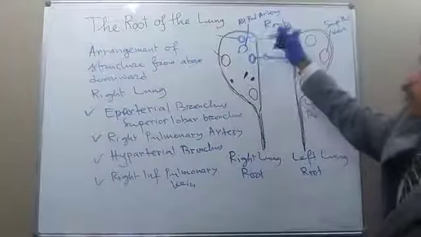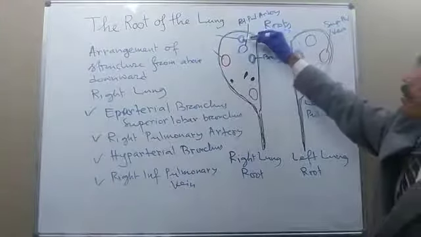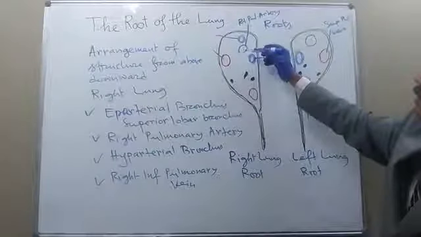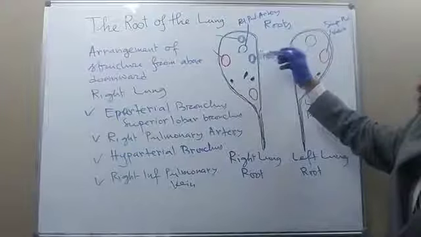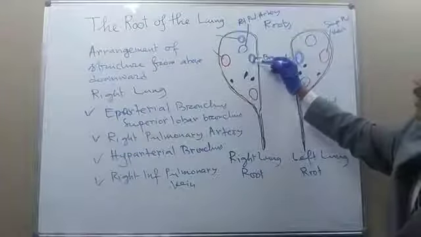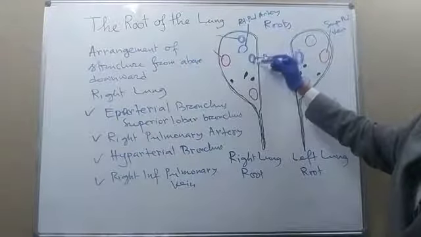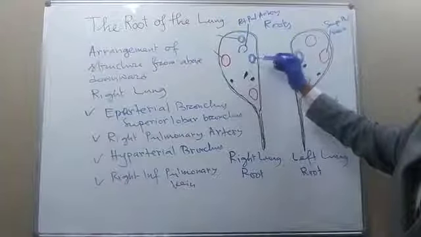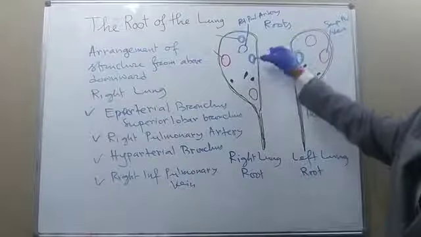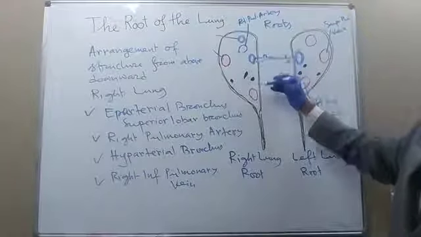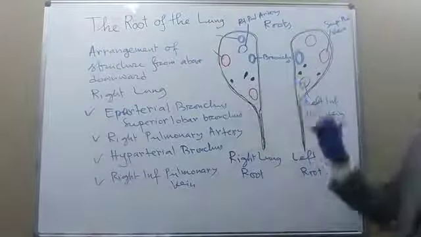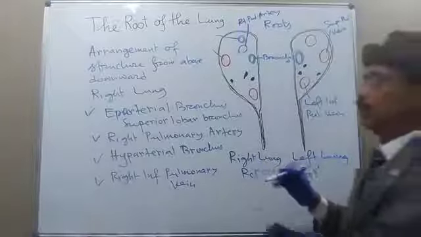In the right lung root, we have the eparterial bronchus, then the right pulmonary artery, that is a branch of the pulmonary trunk, then the hyparterial bronchus, this goes to the lower lobe and middle lobe. This is the bronchus, you can palpate it, it feels hard because it contains hyaline cartilage. And we get the right inferior pulmonary vein, this is the right lung.